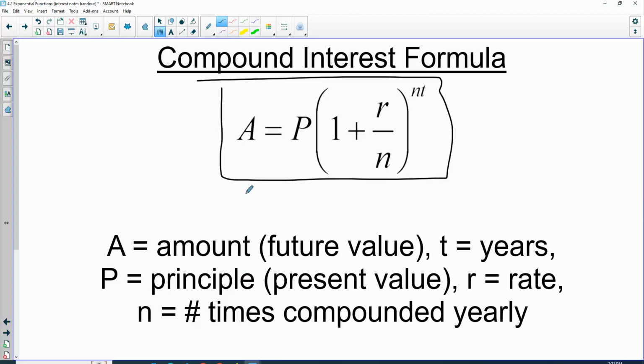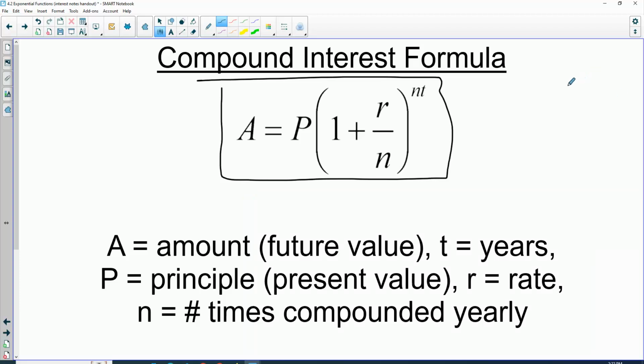A is your ending amount. Sometimes that's called the future value. It's what we will have in the future. P is our principal or starting amount. Sometimes that's called present value. It's what you have today. R is our interest rate. It always has to be in decimal form. T is the time in years. And then N is the number of times we compound in a year.